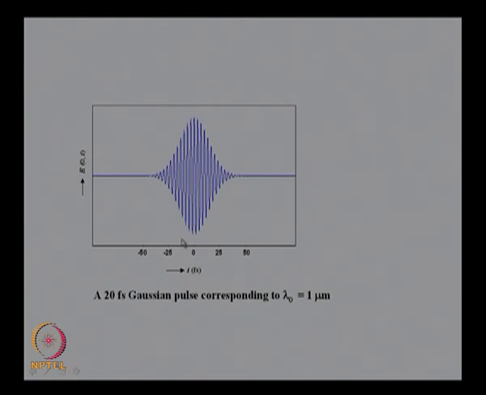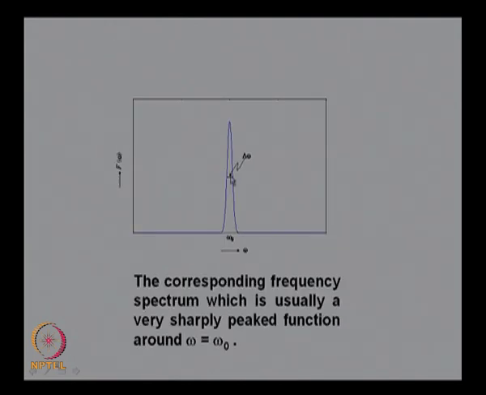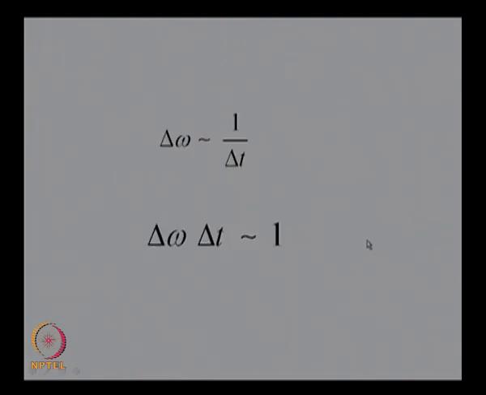Let us suppose we consider a Gaussian pulse which corresponds to 1 micrometer wavelength, and it is a 20 femtosecond pulse. This is how the electric field will look, and its corresponding Fourier transform will be very sharply peaked. The Fourier transform of a Gaussian is a Gaussian, delta omega will be extremely small, and we will have the uncertainty relation that delta omega delta t is of the order of 1.